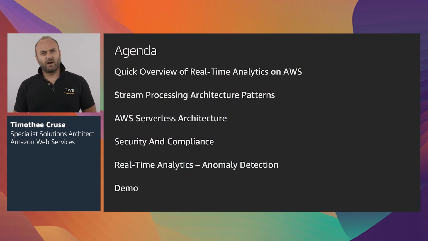Let's look at the agenda on what we are going to cover in this session. First, we'll go over a quick overview of real-time analytics on AWS. We will look at stream processing architecture patterns, then look at examples of AWS serverless architectures. After that, we'll look at how you can integrate security and compliance into the architecture. Finally, we will run through a demo to see the solution in action.